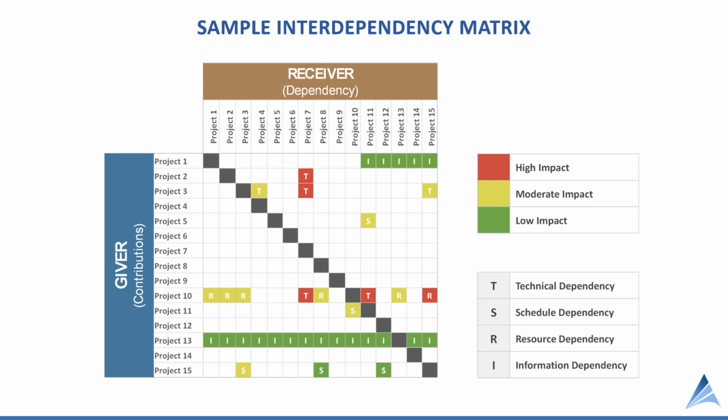So we're identifying which projects are the giver projects and which ones are the receiver projects, because some projects will impact other projects more than others. We'll take a look at that analysis in a moment. But this is a way of quickly visualizing the relationships between the projects, the types of relationships, and the level of impact. So we can see that project number 10, as a giver, has moderate impact for several, and it's also got high impact for others.